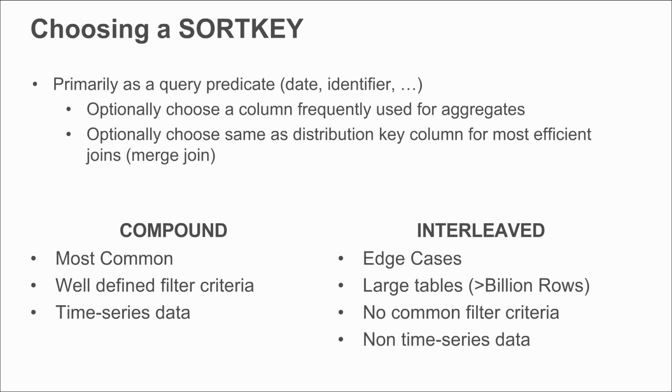The alternative is an interleaved sort key, which applies equal sort weighting to all columns in the sort key definition. And this is more common for niche cases, typically queries which don't scan time series tables and don't have well-defined filter criteria. Interleaved sort keys also require a larger table before their benefit becomes more apparent.